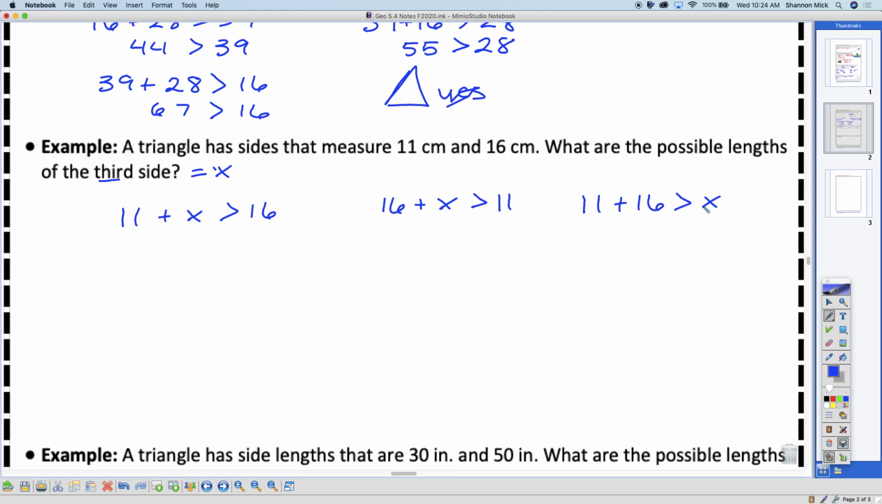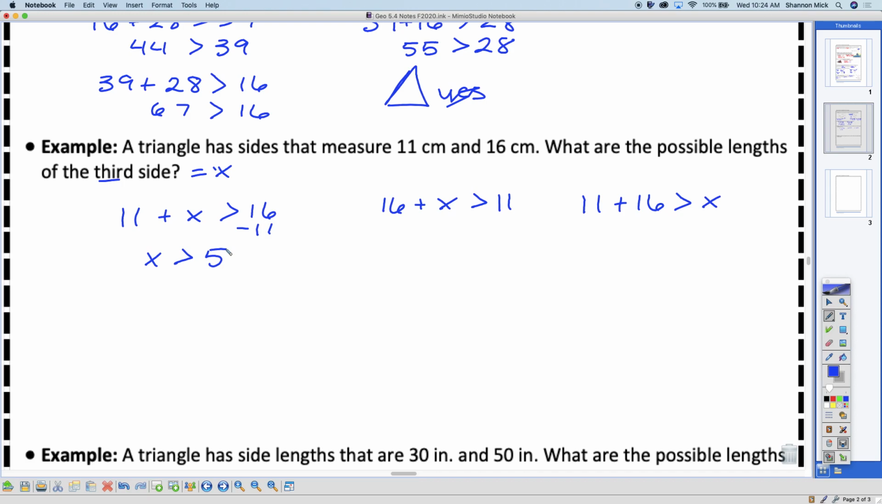So how would I solve 11 plus x is bigger than 16? So subtract 11. So x has to be bigger than 5. So would that be your answer then? No, we got to keep going. We got to solve all these.